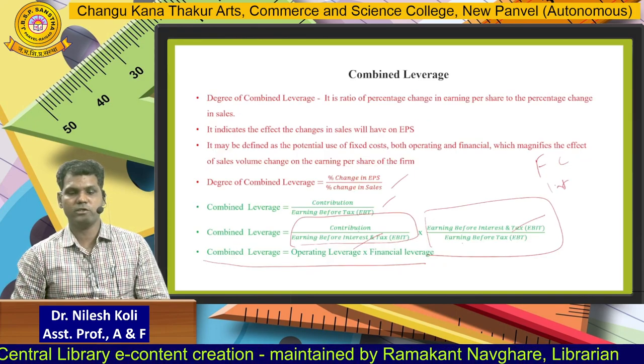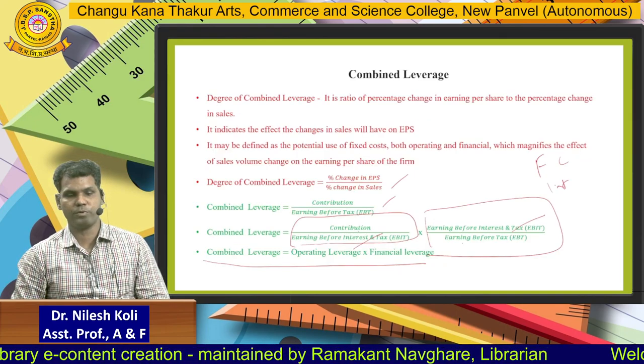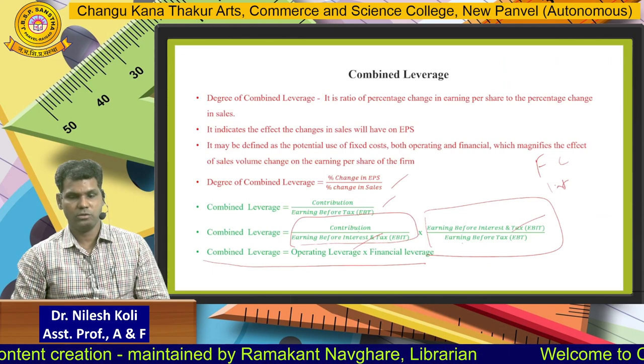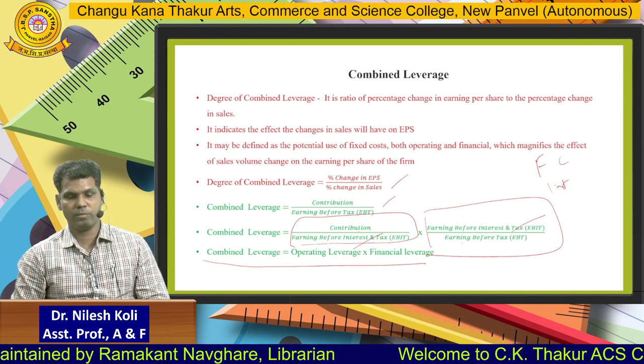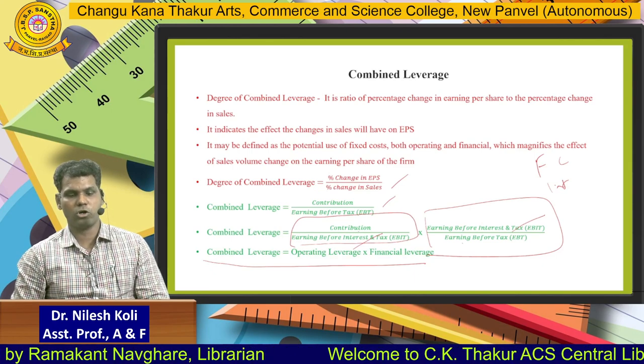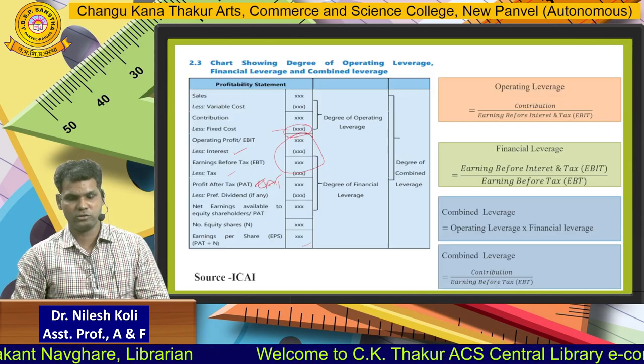Combined leverage is the ratio of percentage change in earning per share to percentage change in sales. The formula we are using is operating leverage multiplied by financial leverage, or else contribution upon earning before tax.